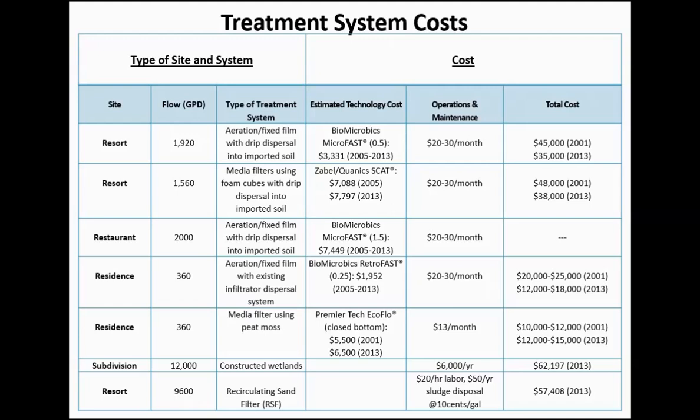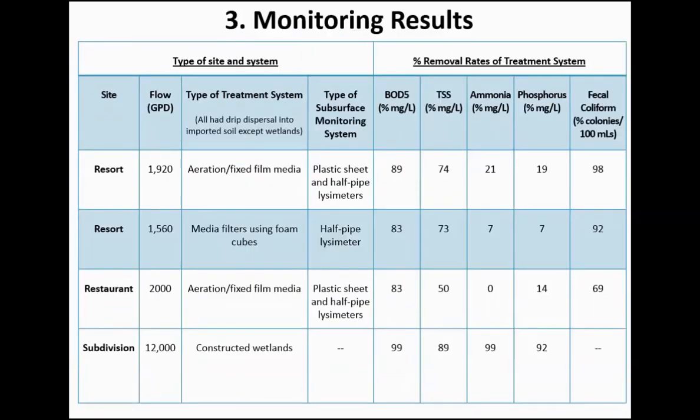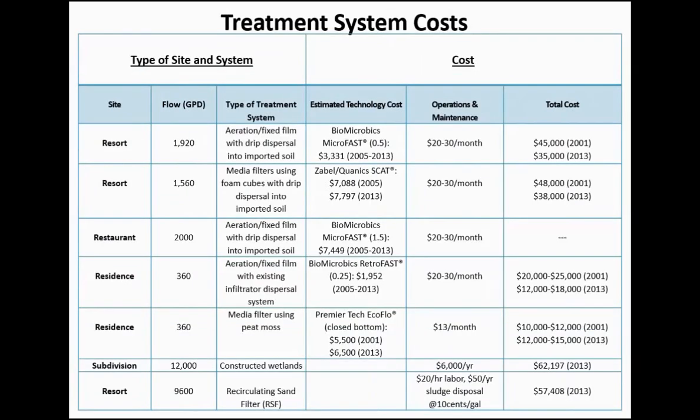One thing to mention here is that ammonia is regulated in Missouri, but total nitrogen and nitrates are not. Additionally, phosphorus rather than nitrogen was the limiting nutrient for this project. And this is some of the cost. As you can see, the constructed wetlands are the most expensive of all of them. Some of the manufacturers are in the column which shows the estimated technology.